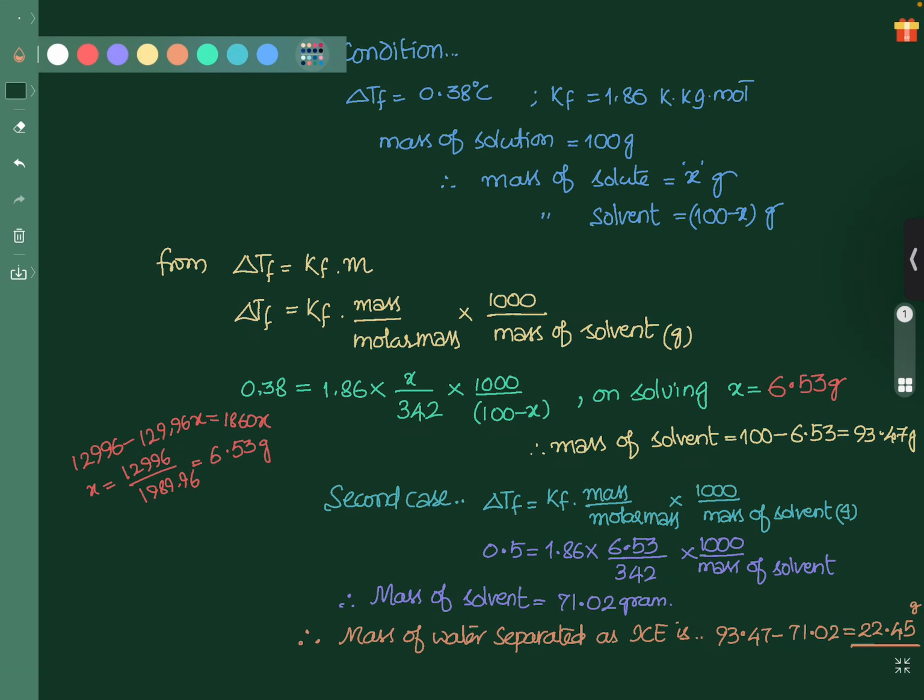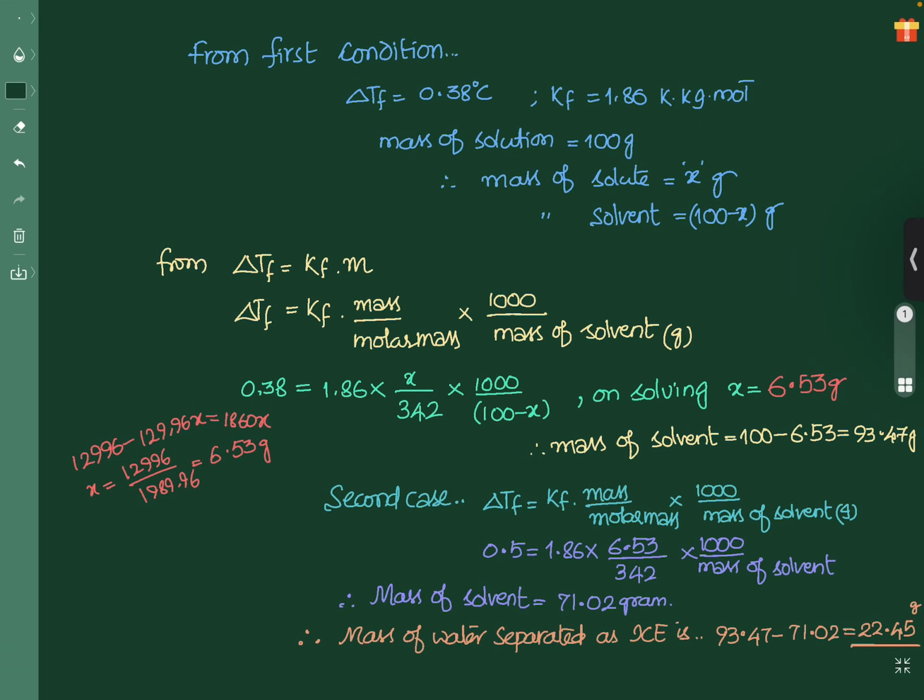See, first of all, from the first condition, it started freezing at minus 0.38 degrees Celsius. That means delta Tf is going to be 0.38 degrees Celsius. Kf is given as 1.86 Kelvin kilogram per mole. Mass of the solution is given as 100 grams. That means in that, x grams of solute is there and 100 minus x grams of solvent is there.